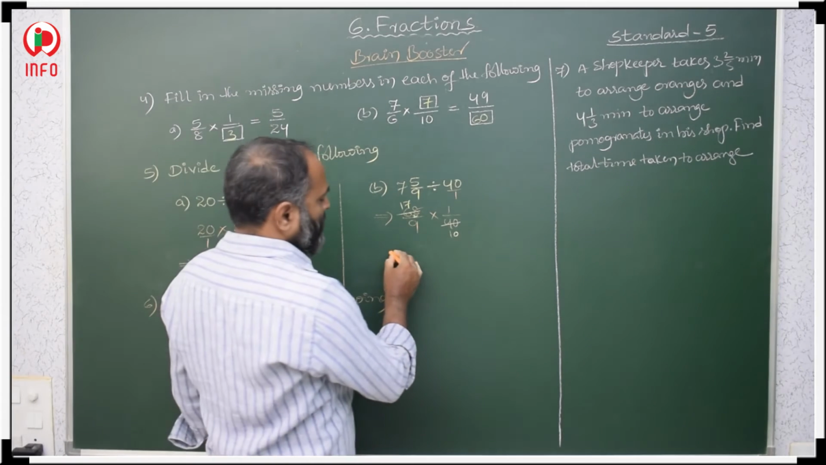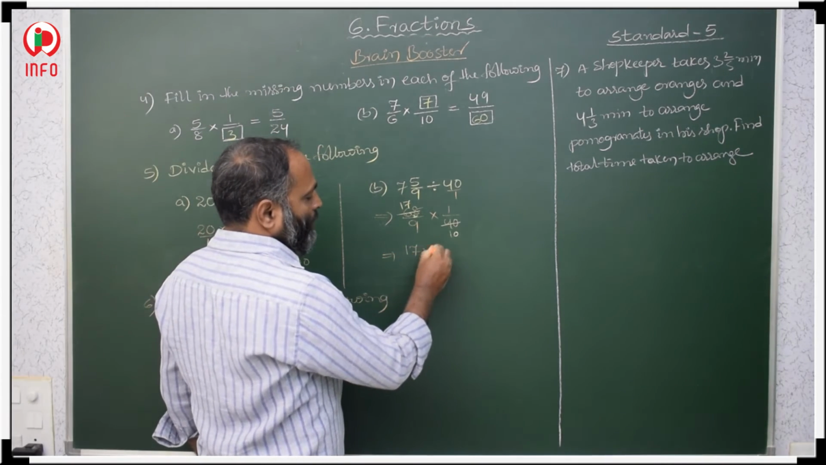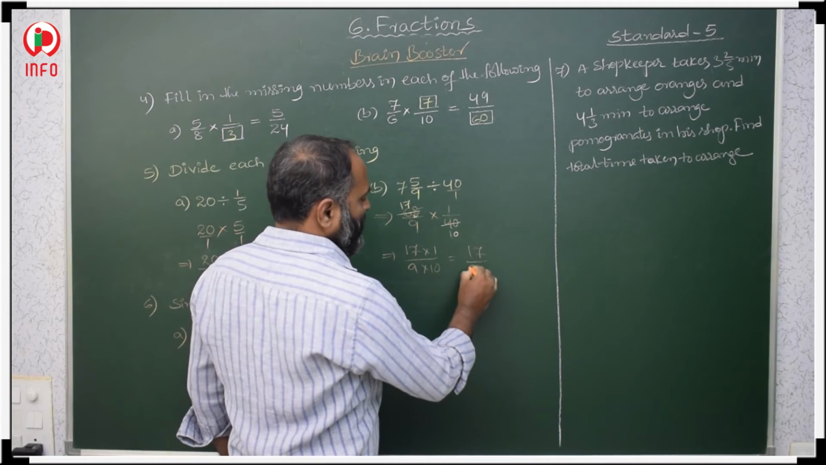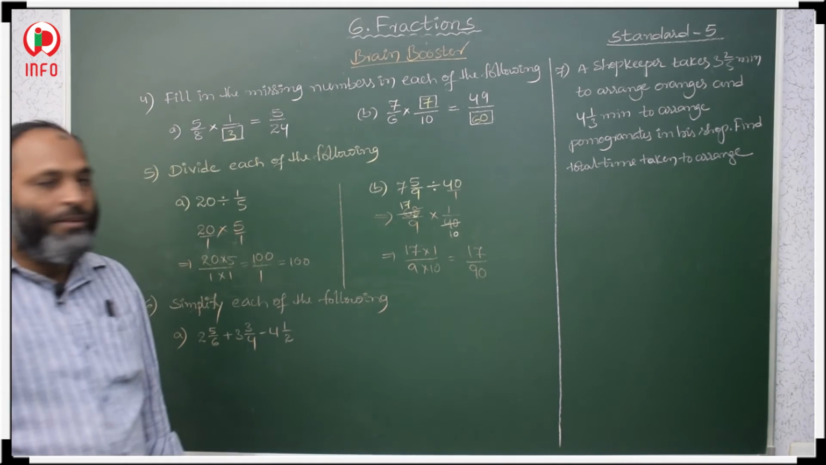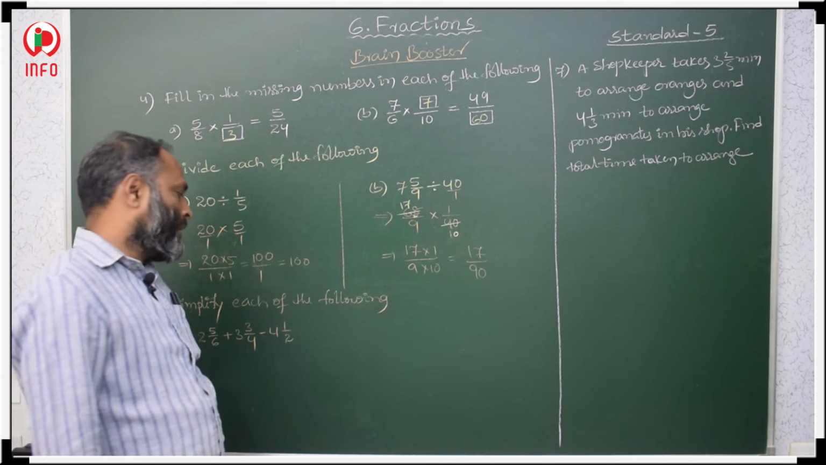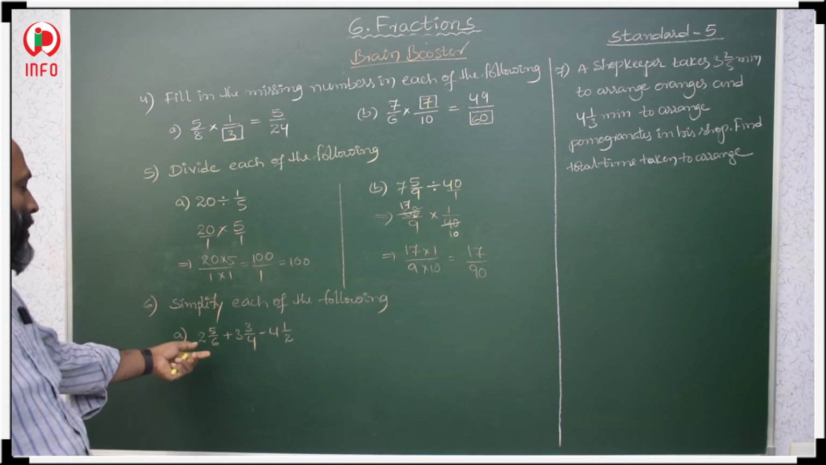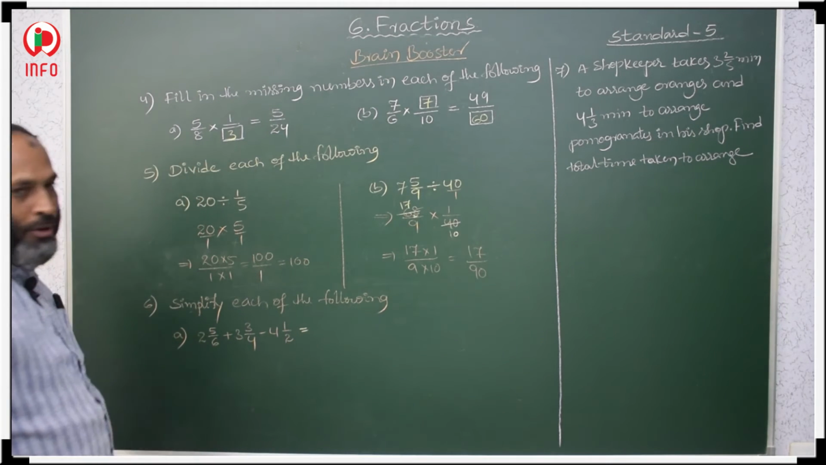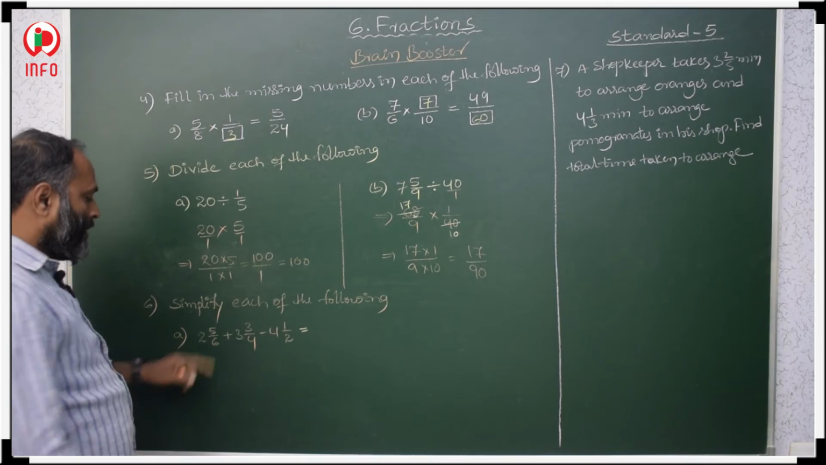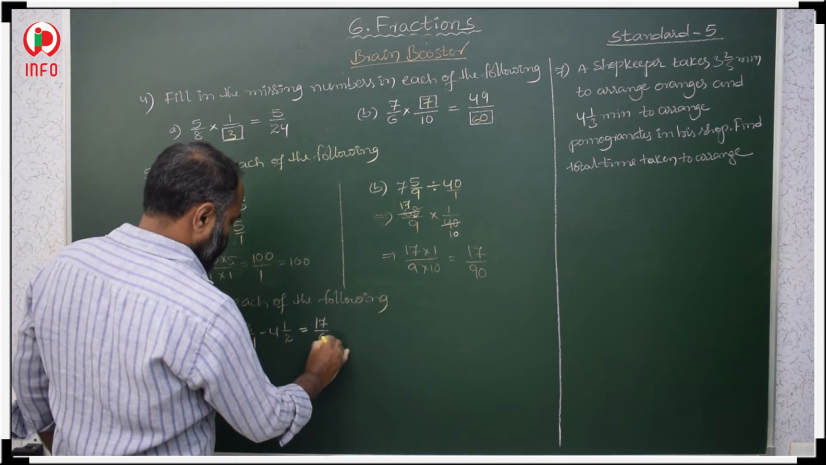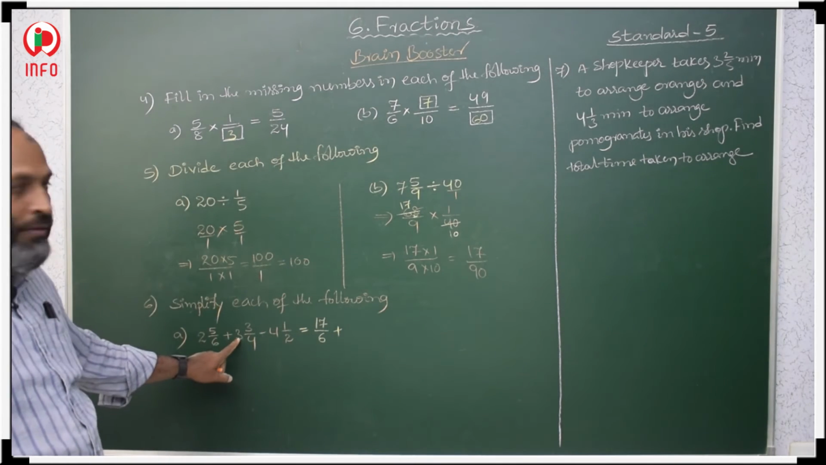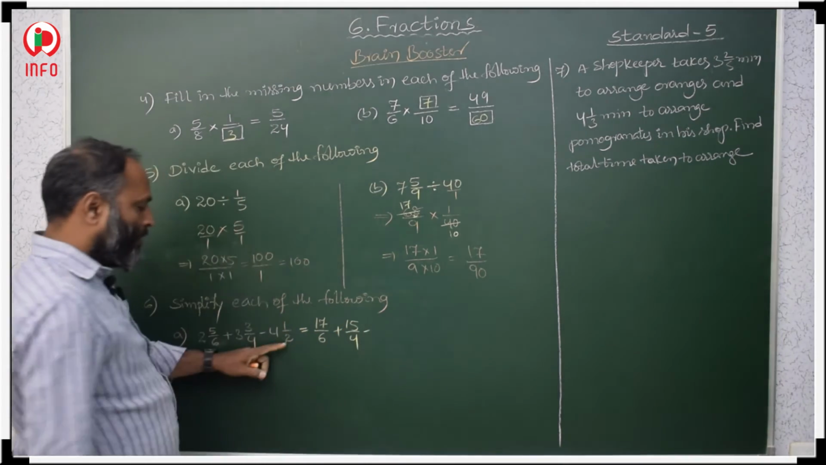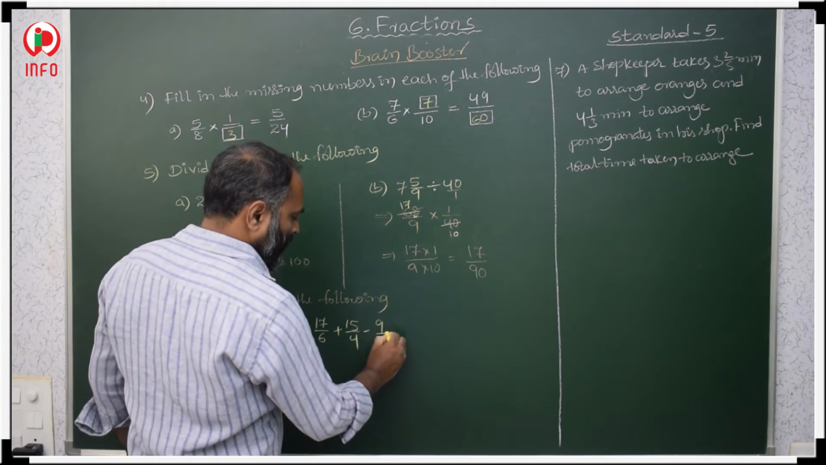Okay. Then what is there in the numerator? 17 into 1 by denominator 9 into 10. 17 1s are 17, 9 10s are 90. In this way we have 17 by 90. Then simplify. This is the combination of addition and subtraction. First we have to convert these fractions into improper. 6 2s are 12, 12 plus 5, 17 by 6, plus 4 3s are 12, 12 plus 3, 15 by 4, minus 4 2s are 8, 8 plus 1, 9 by 2.